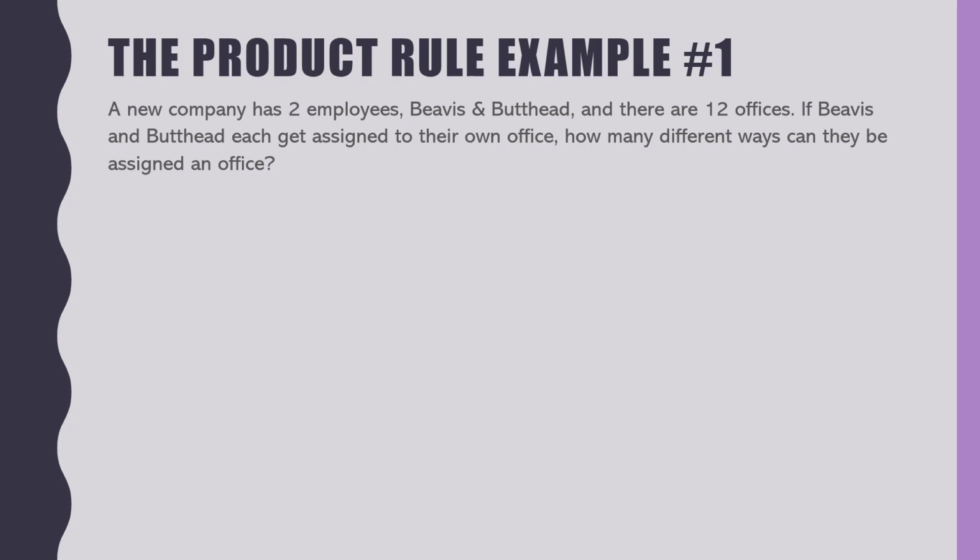There's 12 offices. I put Beavis in office number 1, then Butthead could be in office number 2 or 3 or 4 or 5 or 6. But what if I put Beavis in number 2? Then Butthead can be in 1 or 3 or 4 or 5, right? There's how many combinations, how many ways can you do that?